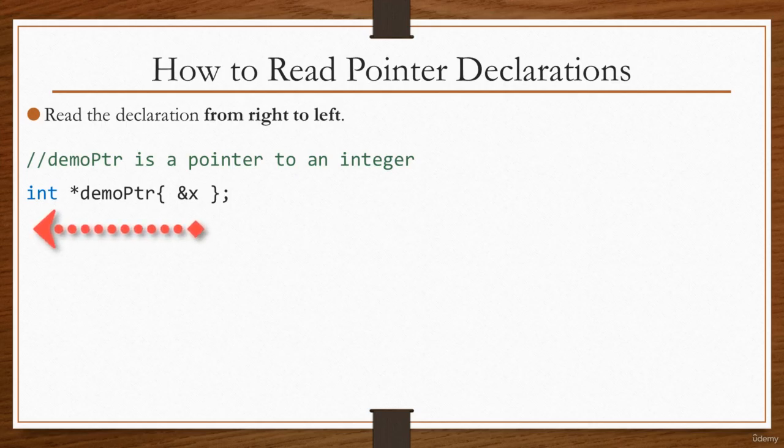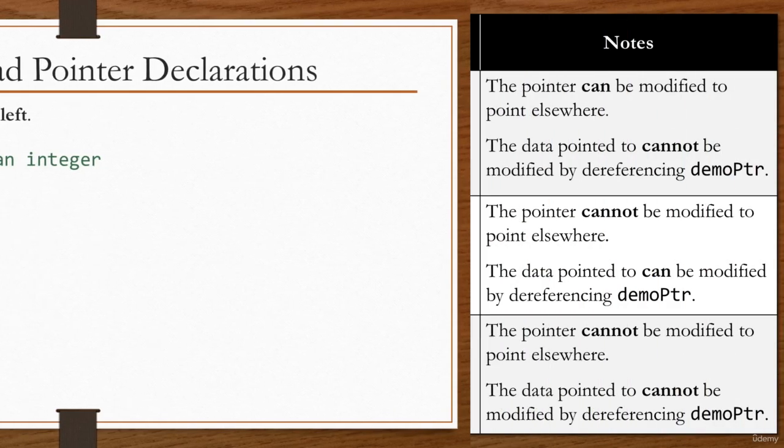Here, for example, is a simple declaration as you are familiar with already. Demo pointer is a pointer to an integer. Of course, we also have it initialized to the address of x in this case, but the point here is demo pointer, that's the identifier. You have the asterisk and then an integer if you read it from right to left. So demo pointer is a pointer to an integer.